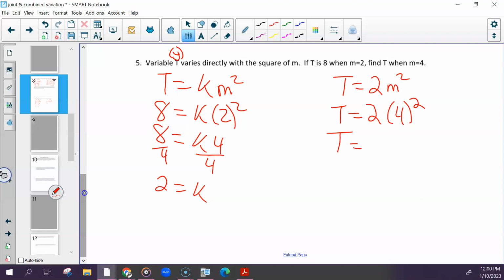32. Should be 32. 4 squared would give us 16. 2 times 16 is 32. Same as before, the check method, you would have to find your final answer and then put it back in with the numbers given and solve for k.